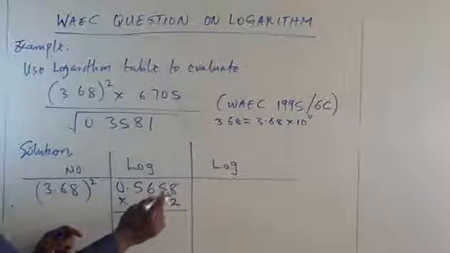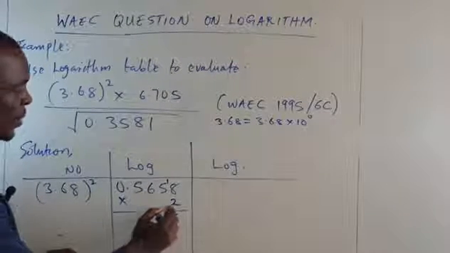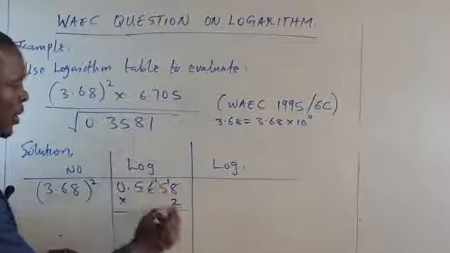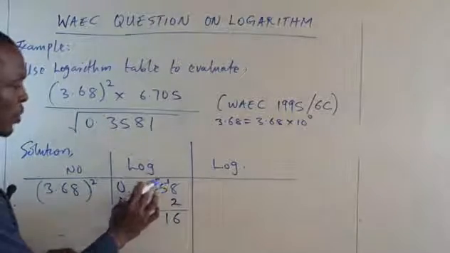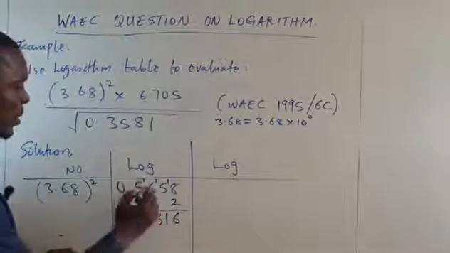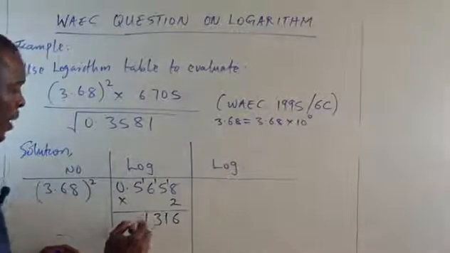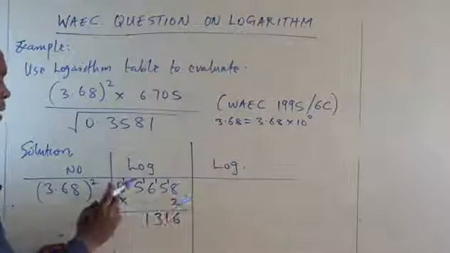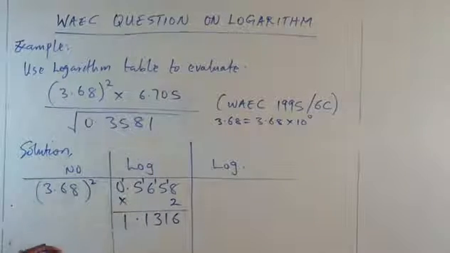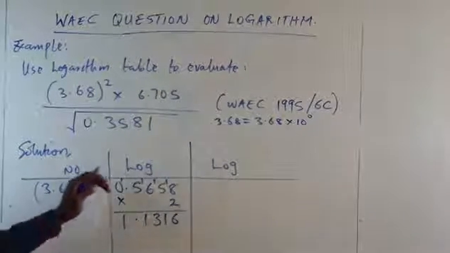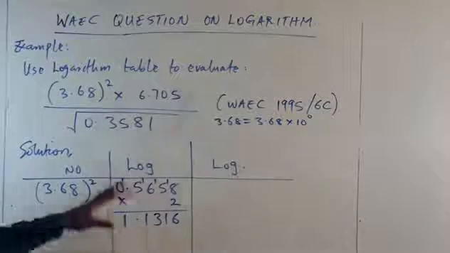By multiplying this by 2, we have 2 times 8 is 16, 6 carry 1. 2 times 5 is 10, plus 1, 11, 1 carry 1. 2 times 6 is 12, plus 1, that's 13, 3 carry 1. 2 multiplied by 5 is 10 plus 1, 11, 1 carry 1. Then 2 times 0 is 0, plus 1 that we carry, that is 1. So it means the log of 3.68 raised to power 2 gives us 1.1316. So we are done with the first number.